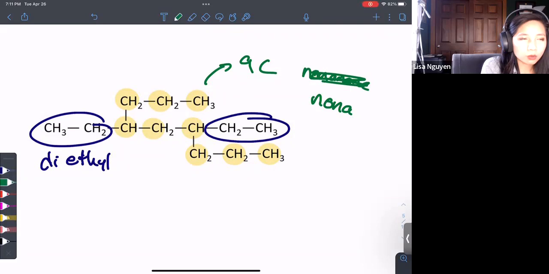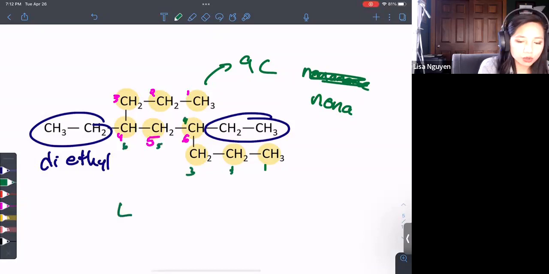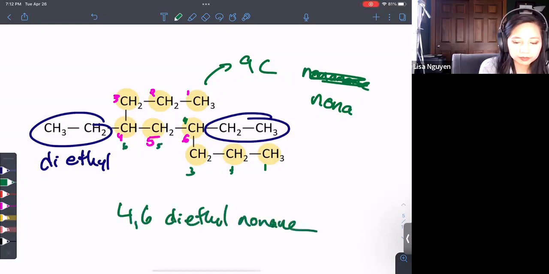So what's nice about non-cyclical molecules like this is just number your carbons from one end and then just try it the other way and see if you get smaller numbers. So if I do it this way, one of the substituents is on 4, the other one is on carbon 6. And if I do it the other way, 1, 2, 3, 4, 5, it's the same. So it's 4 and 6. So this would be called 4,6-diethylnonane. Cool. Okay. There we go.